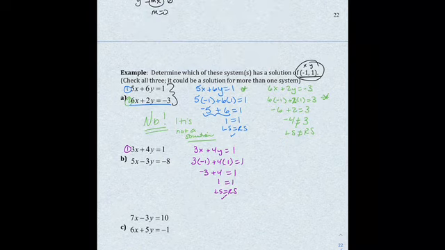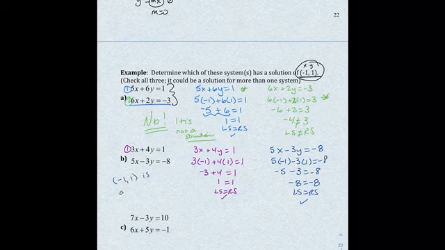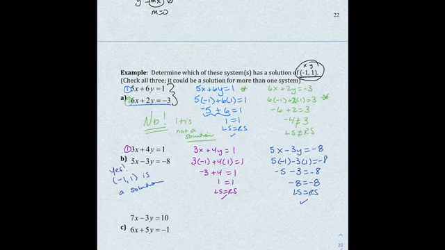Is -1, 1 on the other line? Let's give it a try. 5x minus 3y equals -8. So 5 times -1 minus 3 times 1 should be -8. Negative 5 minus 3. Of course, negative 5, and then minus 3, that's negative 8. Negative 8 equals negative 8. Yes, left side equals right side. So -1, 1 is a solution. It's a yes. -1, 1 is a solution to the system.